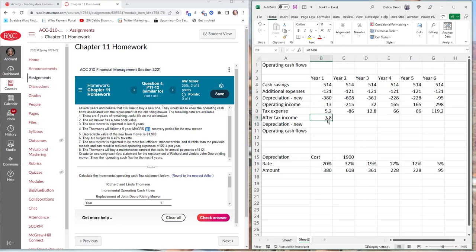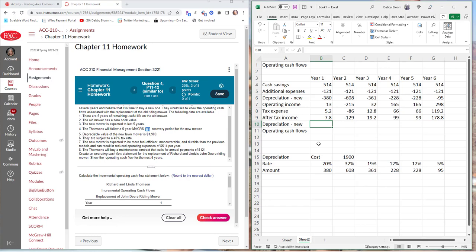So 13 minus 5.2 is 7.8. Now a negative 215 plus 86 is a negative 129. The rest of them make sense. We're just going to take the operating income, subtract the tax expense to come down to the after-tax income.